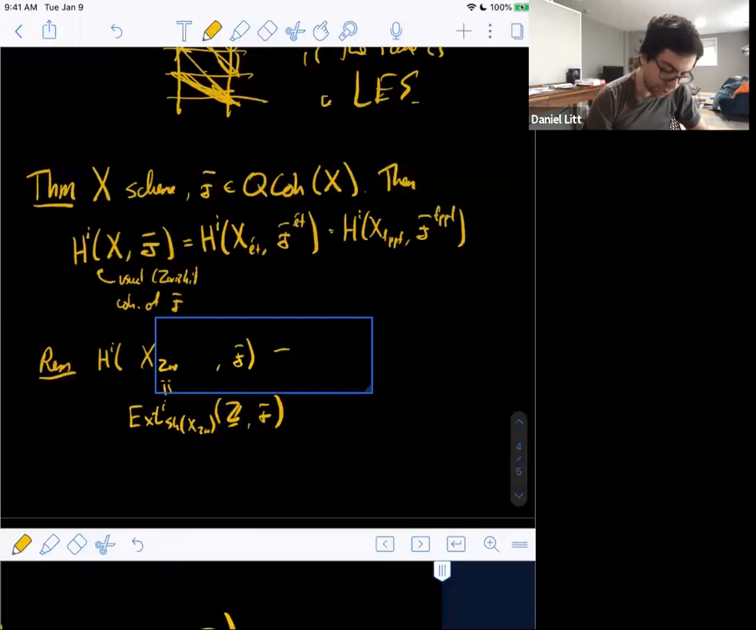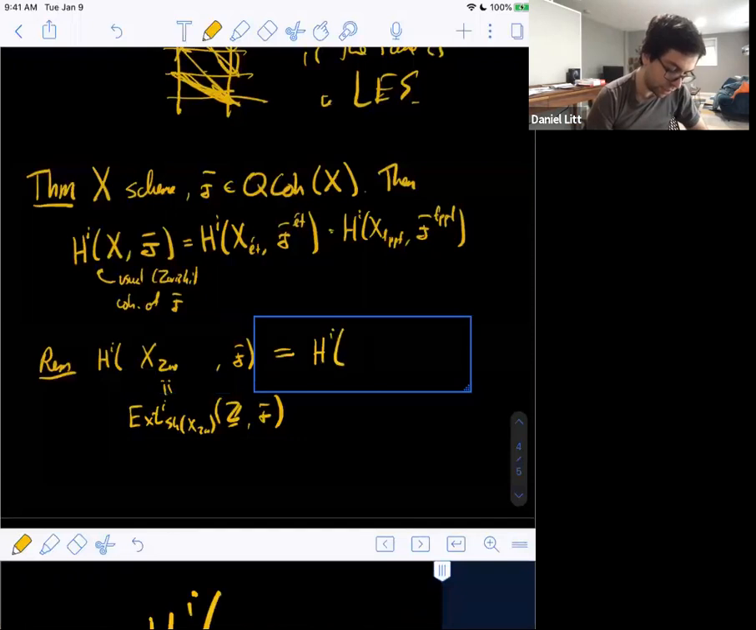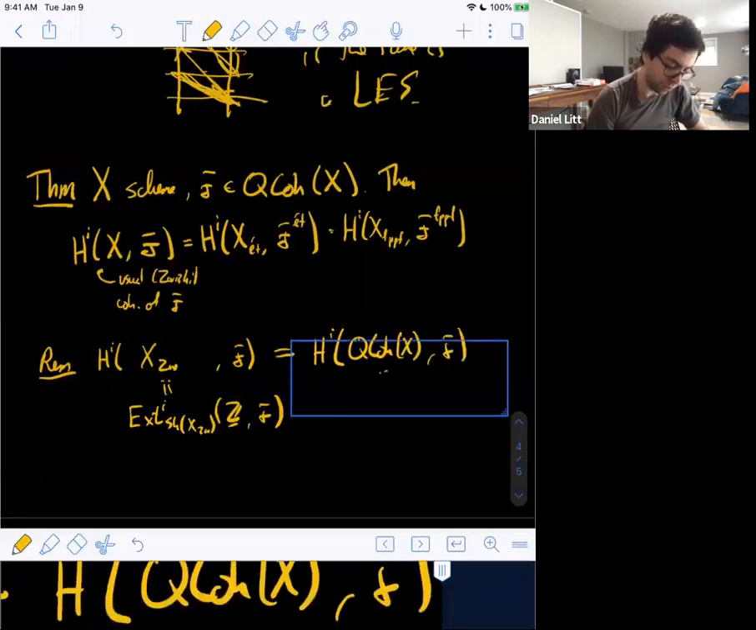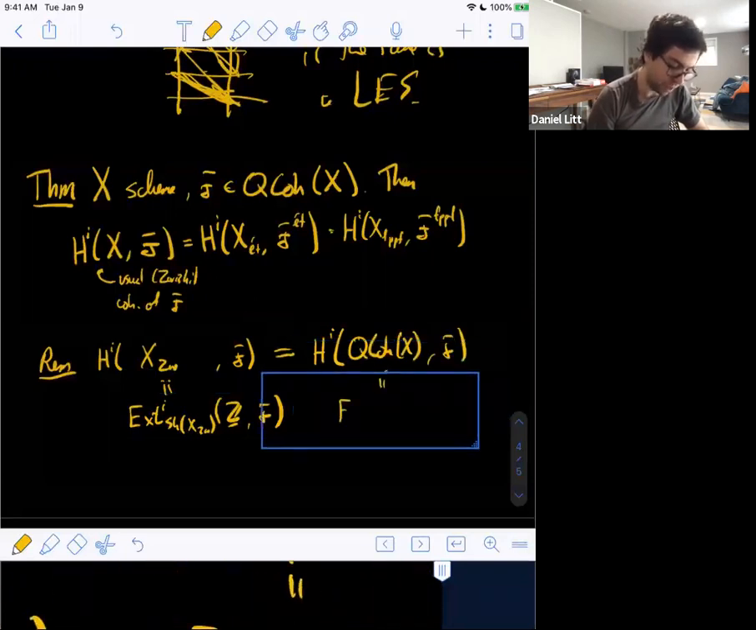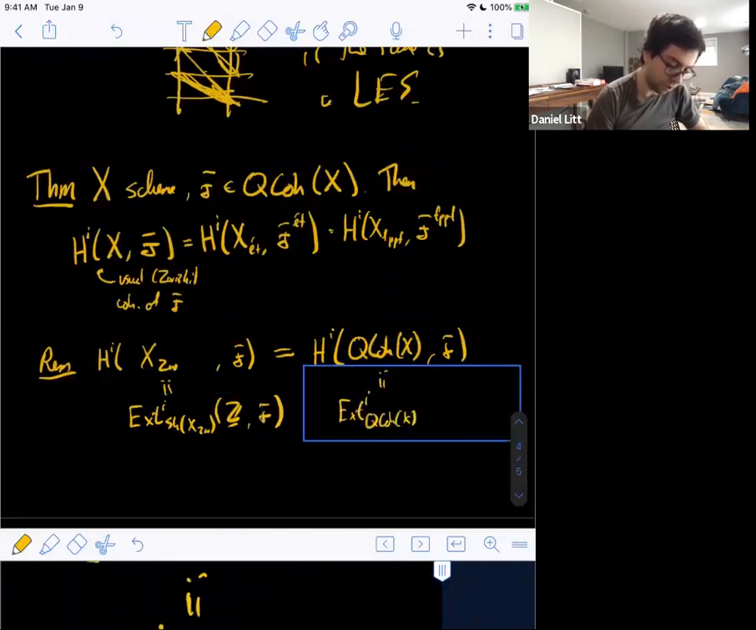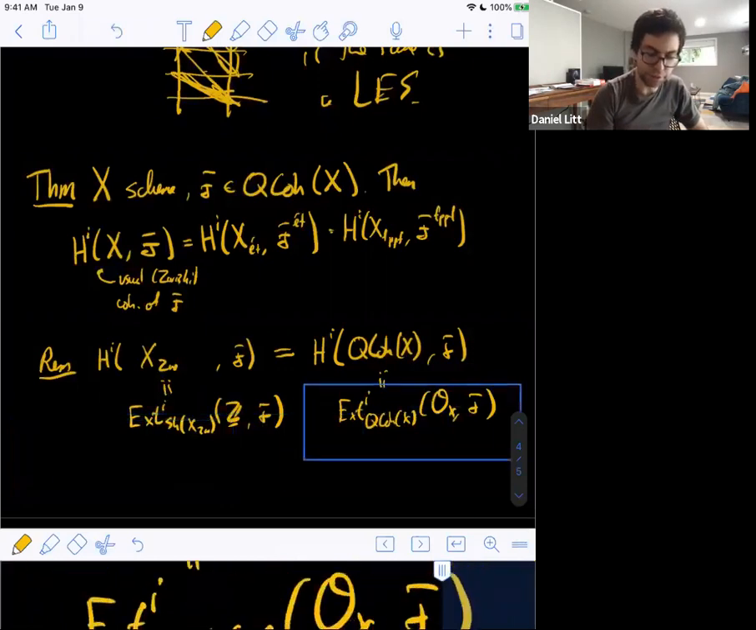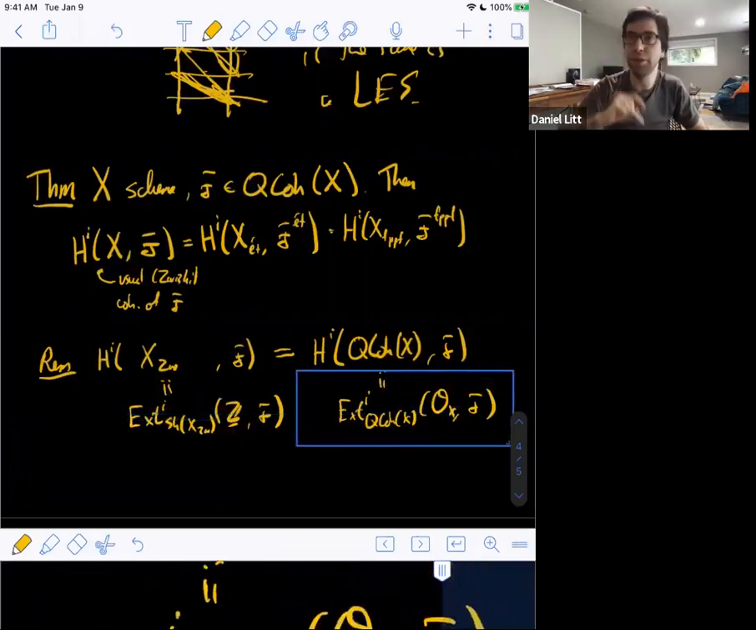Okay, and this thing is the same, I claim, as H^i in the category of quasi-coherent sheaves of X with coefficients in F, if F is quasi-coherent, where this is, for example, defined as Ext in the category of QCoh of O_X against F. Again, that's the same reason: maps from O_X into a quasi-coherent sheaf are the same as global sections, and that's true for any sheaf of O_X-modules.